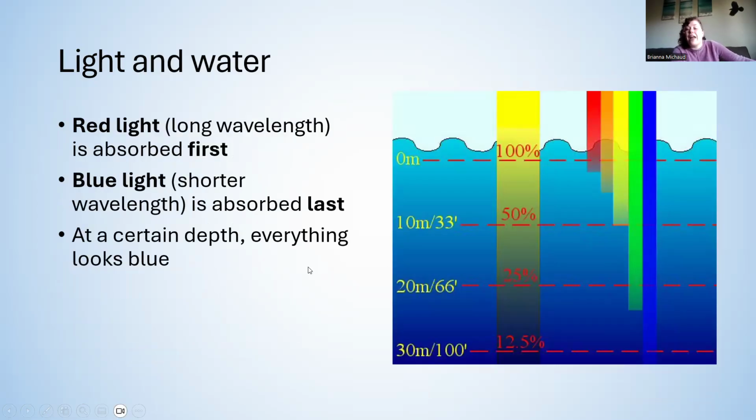Now, when we look at how light is absorbed in the ocean, it's not like all wavelengths of light are absorbed the same. So red light is absorbed first. As you're going down, the color of light that will go away first is red, and the one that'll go away last is blue. And so at a certain depth, all that's left, because all the other light's attenuated, is blue. And so everything looks blue because the only thing that's there is blue light.